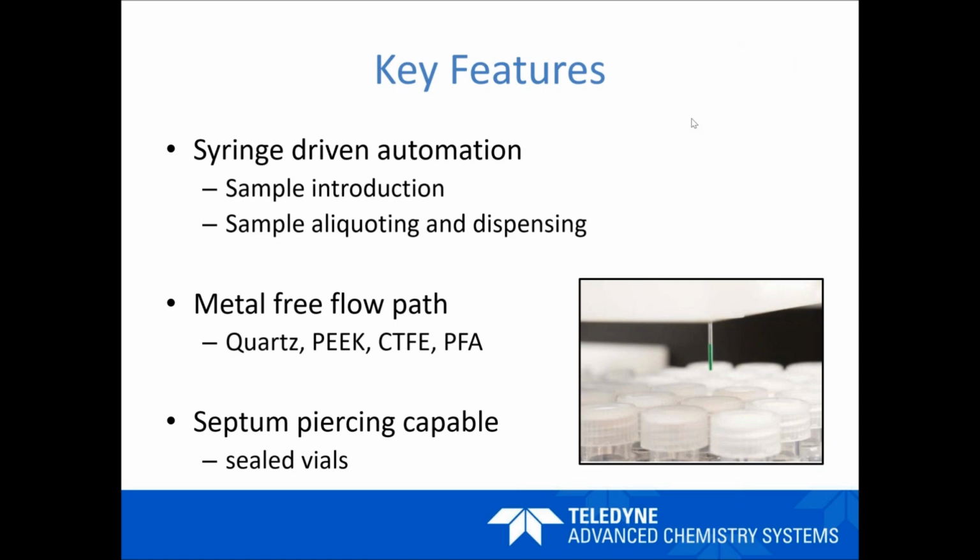For ICP-MS, obviously it's got to be metal-free, so it's got a metal-free flow path, and the materials in that flow path can be quartz if you were to choose the quartz sample needle. Otherwise, the rest of it is PEEK, CTFE, or PFA. You've got the option to work with septum piercing if you wanted to work with sealed vials, like the VT54 HPLC style vials. So that's an option for you.